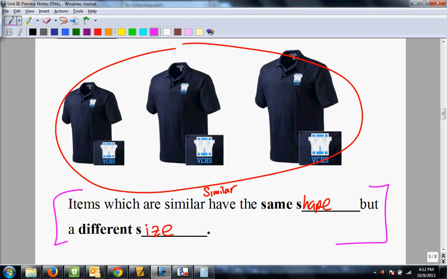Say it with me out loud. Same shape, but different size. That's the definition of similar. And the symbol for similar looks like this. Looks like a little Spanish tilde sign. So we say these shirts are similar. They have the same shape, but they're just a different size.